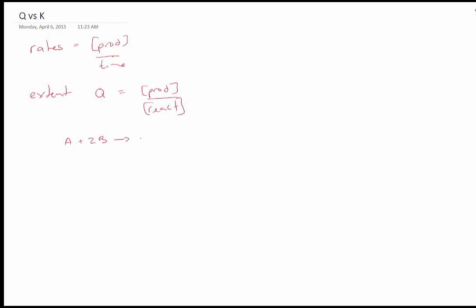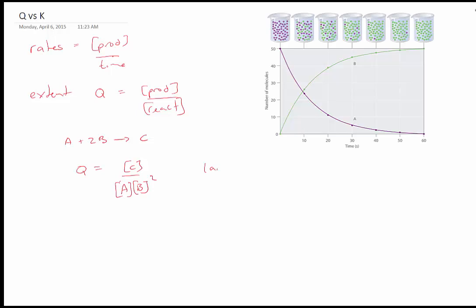For example, the reaction A plus 2B going to the product C would have a reaction quotient of C divided by A, B to the power of 2. If the reaction quotient is large, this means a large amount of product in the system, and the reaction has proceeded to the point where the major species is the product and the minor species is the reactant. If the reaction quotient is small, this indicates there's a lot of reactant and very little product. So the major component is the reactant and the minor component is the product.